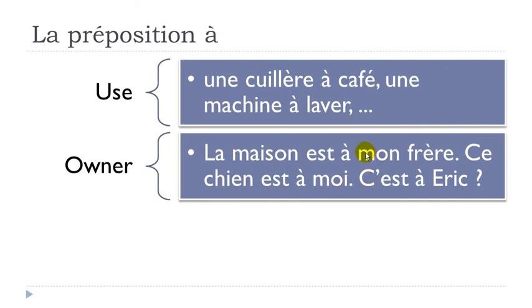So it's possible, like we've been seeing here, to put a noun after, or then you could put a pronoun, like here, à moi, or then you could put the name of the person. C'est à Eric? Does it belong to Eric? So it's a question in that case. So it's quite commonly used, this à, when you want to say that the person is owning the thing.